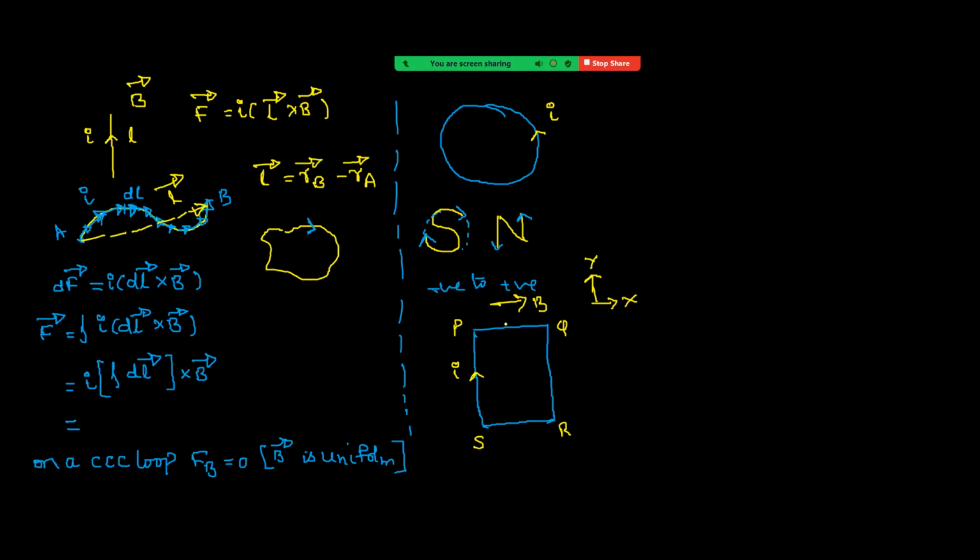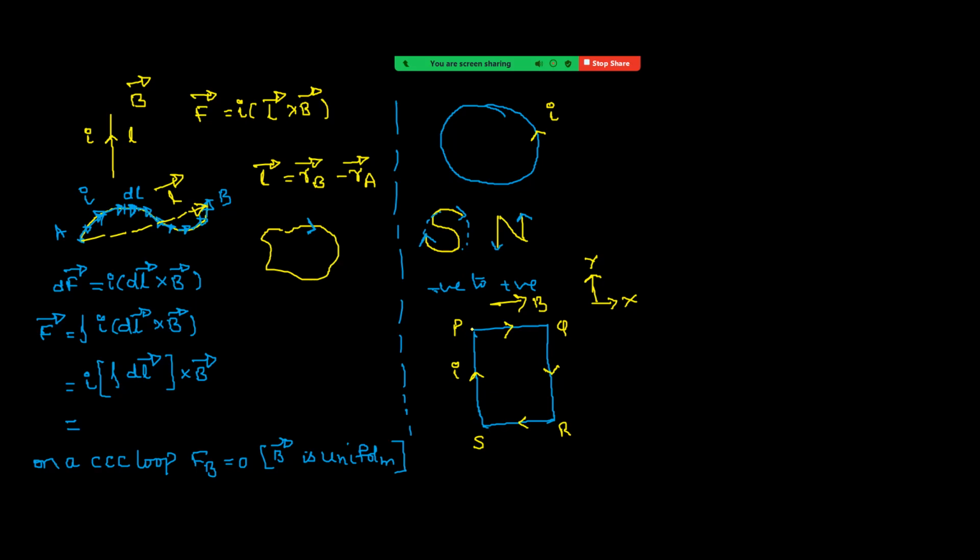This board is now in XY plane. Now focus carefully on the wire PQ. What is magnetic force on PQ? There is no magnetic force because L bar is along B bar. That means between L bar and B bar, angle is 0. So on PQ, no magnetic force is acting. Okay. Next, coming to RS. Here angle is now 180. Again on this, no magnetic force is acting.